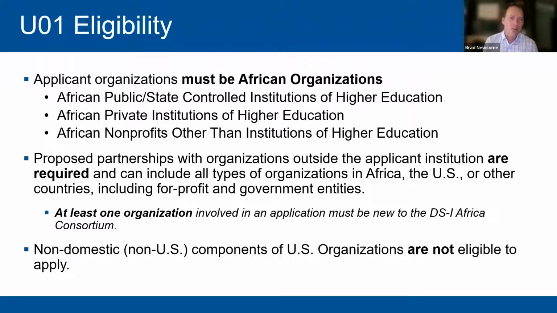One of the important elements of this program is to expand on the current DSI Africa consortium. So at least one of your partner organizations should be involved that is new to the DSI Africa consortium. While we have broad applicability of different kinds of organizations, government, for-profit, nonprofit, academic, one of the organizations within your application must be new to the DSI Africa consortium. And importantly, non-domestic or non-US components of US organizations are not eligible to apply.